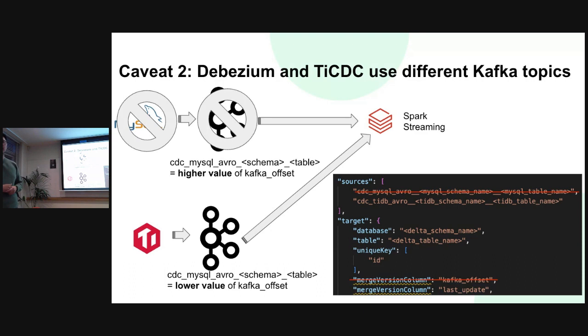Because this TiCDC Kafka topic is a newer topic, its Kafka offset is much lower than a Kafka topic that's been running for years. Kafka offset is basically the global location index of each Kafka record. When we do the merge, we look at this Kafka offset as a version column, like which version of the same ID you want to take. Because it has a lower version value, the merge doesn't work. So instead of using Kafka offset, we started to use another technical column called last update, and it worked well.